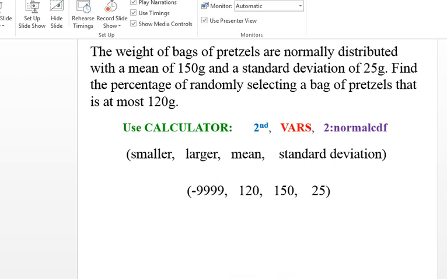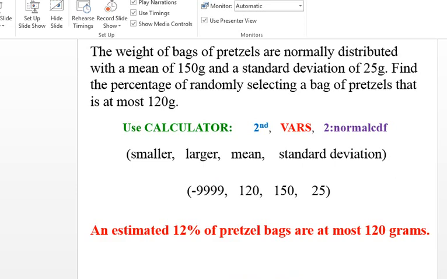Oscar, I'll take your answer. Approximately what percentage? 12% is correct. Hands up high if you have 12%. So it's estimated that 12% of pretzel bags are at most 120. It means up to 120 grams, but not beyond that. Can I have the next person read the last problem?